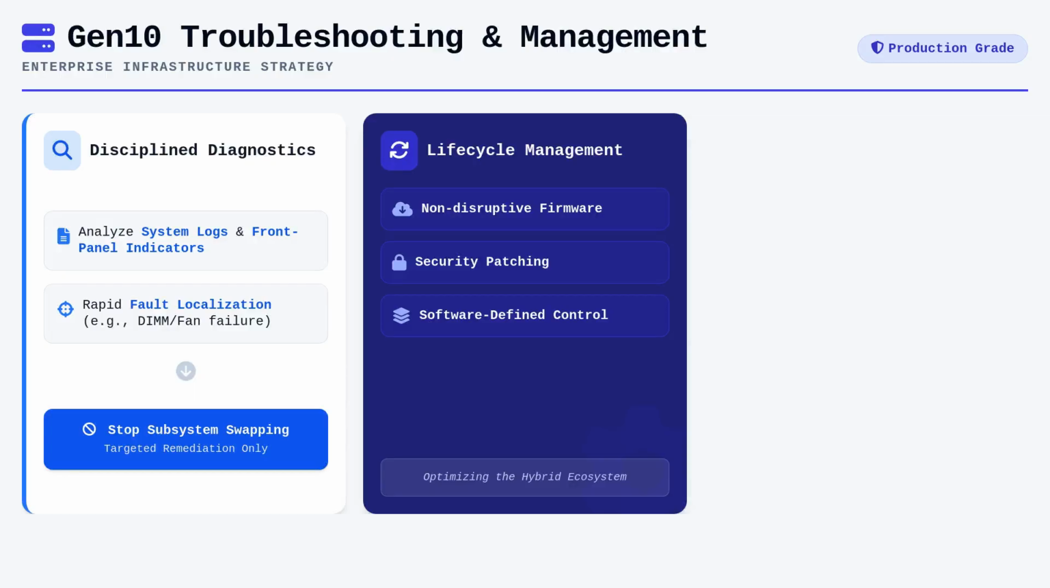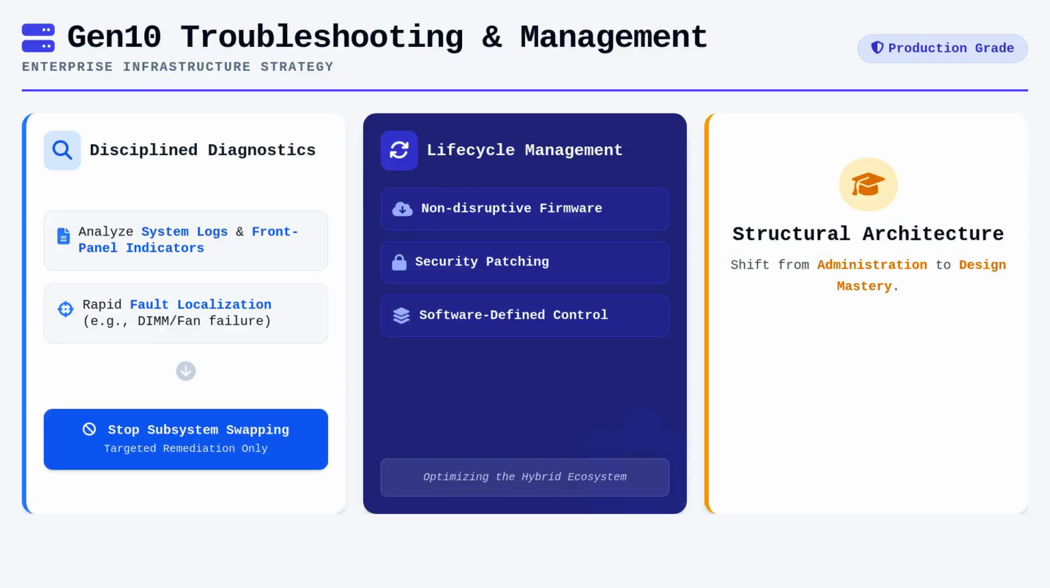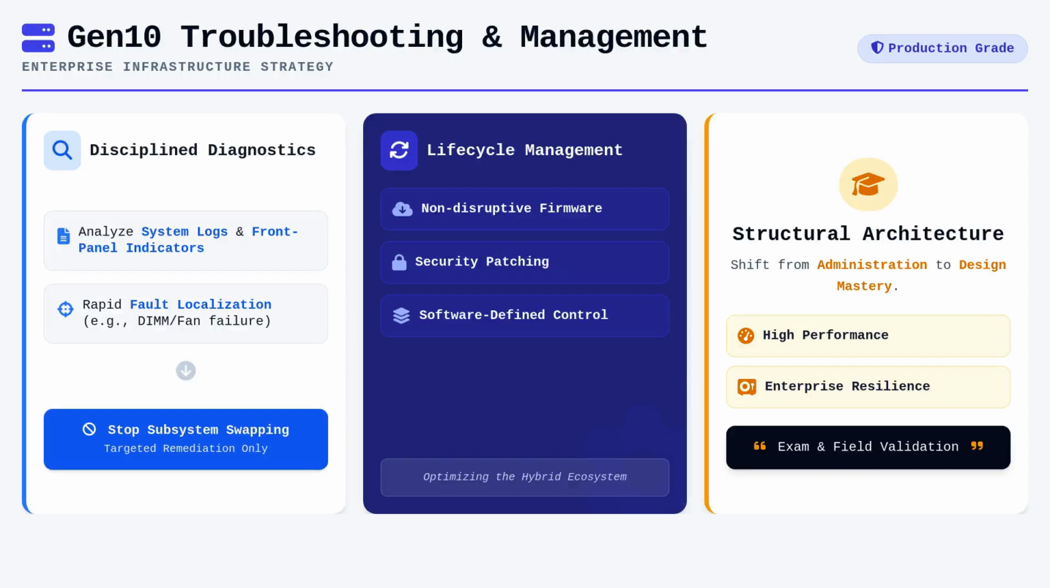By internalizing these technical parameters and deployment heuristics, you move beyond simple hardware administration into the realm of structural architecture. This is the level of expertise required to justify your design decisions during the exam and in the field, ensuring that your enterprise deployments are both resilient and performant under the rigorous stress of modern production workloads.